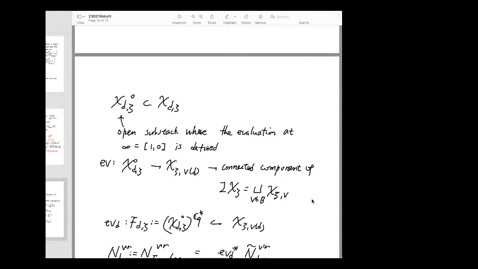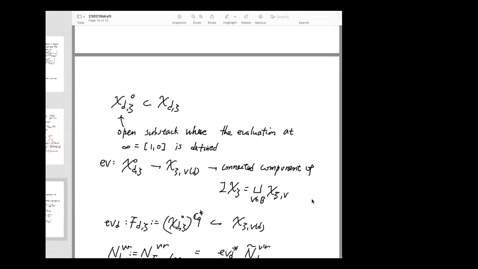So meaning that it goes actually in the stable locus. And actually the evaluation map takes value in the inertia stack. Now suppose the inertia stack is a disjoint union of connected components. We label it by B, and which component it is actually determined by this effective class D.